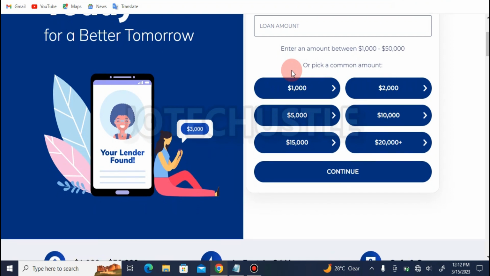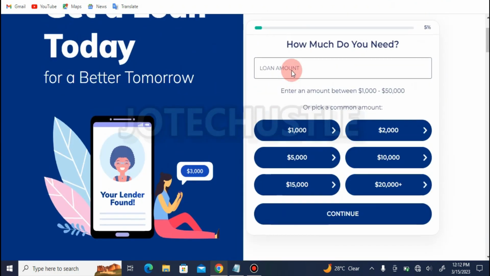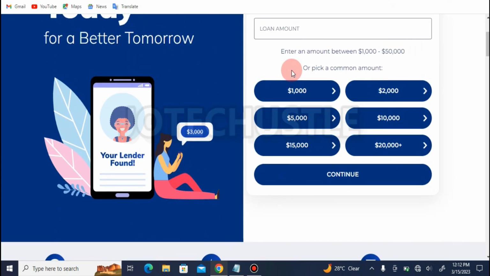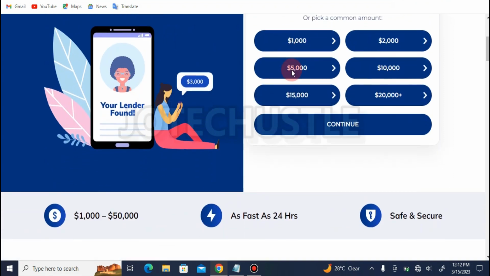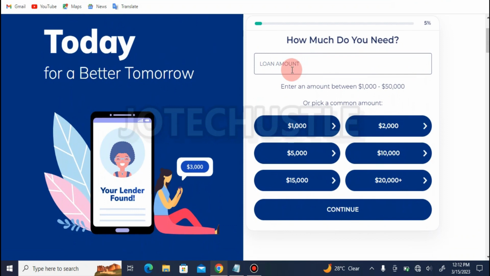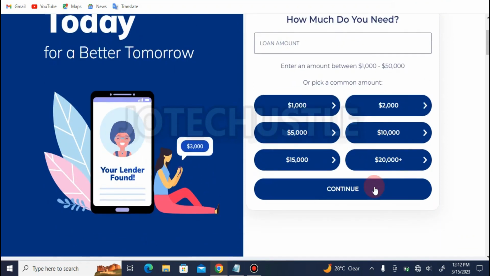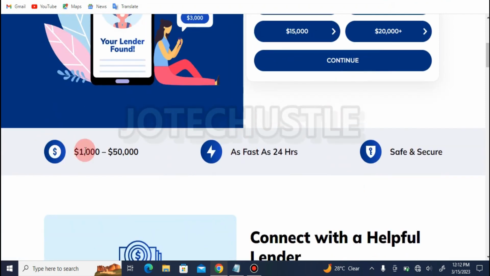Here you are seeing this very website. I've taken my time to make some research about it, and I was able to come across it because I have been opportune to borrow some money from this very website, and they really disbursed the money to me on time within 24 hours. So this very website will help you to get up to $1,000, $2,000, $5,000, $10,000, $15,000, $20,000, up to $50,000. You can gain $1,000 to $50,000 as fast as possible within 24 hours, safe and secure.